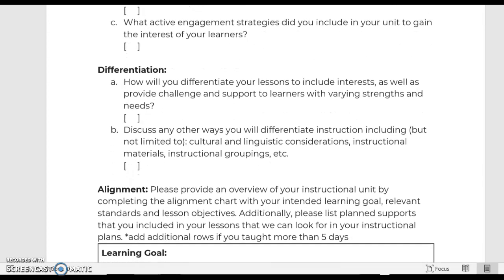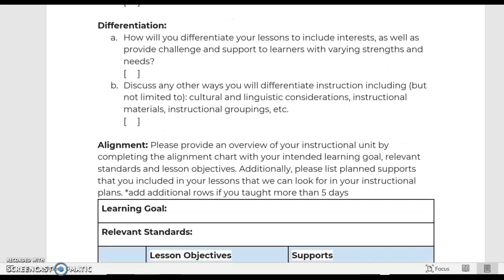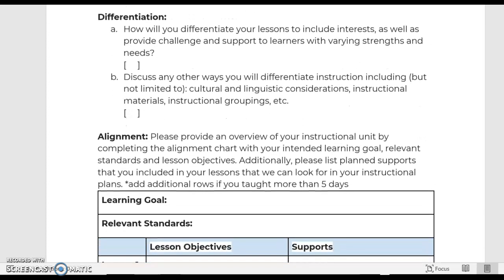The next section is talking about differentiation, and there are 2 indicators in this section. Indicator A is asking how you're going to differentiate your lessons to make sure that they're including your student interests, as well as providing a level of challenge, but while supporting your learners with varying strengths and needs.